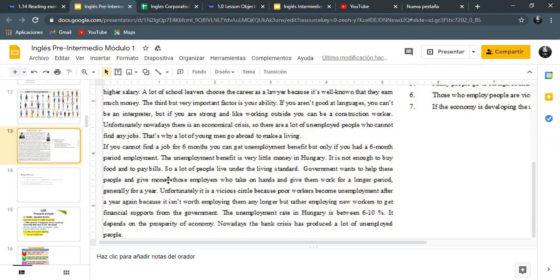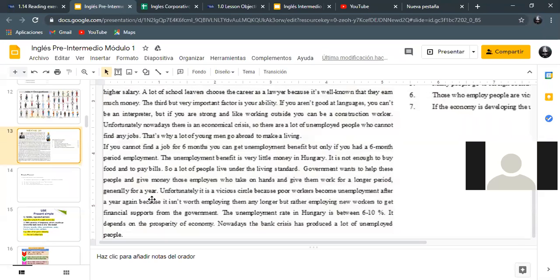Good. So a lot of people live under the living standard. What is under? Debajo. Good. So government wants to help these people and give money. Those employers who take, what is employers? Empleadores. Entonces, employee es empleado. Employers es empleador. Okay. Who take on hands and give them work for a longer period.